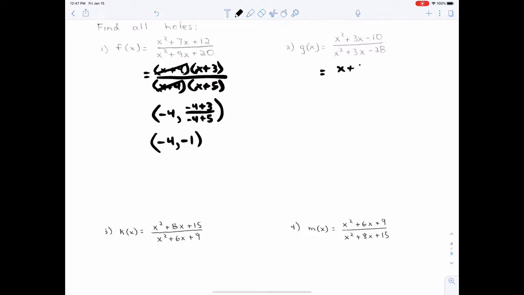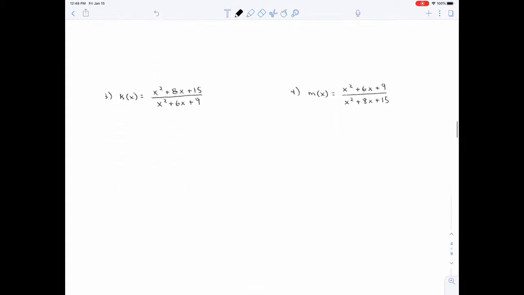Okay, this one, number 2. We'd have x plus 5 and x minus 2. On the bottom, we have x plus 7 and x minus 4. Nothing cancels. There's no hole. So however you graph this, and we'll get to that eventually, there isn't going to be any hole in it. Okay, this one. We have x plus 5 and x plus 3.